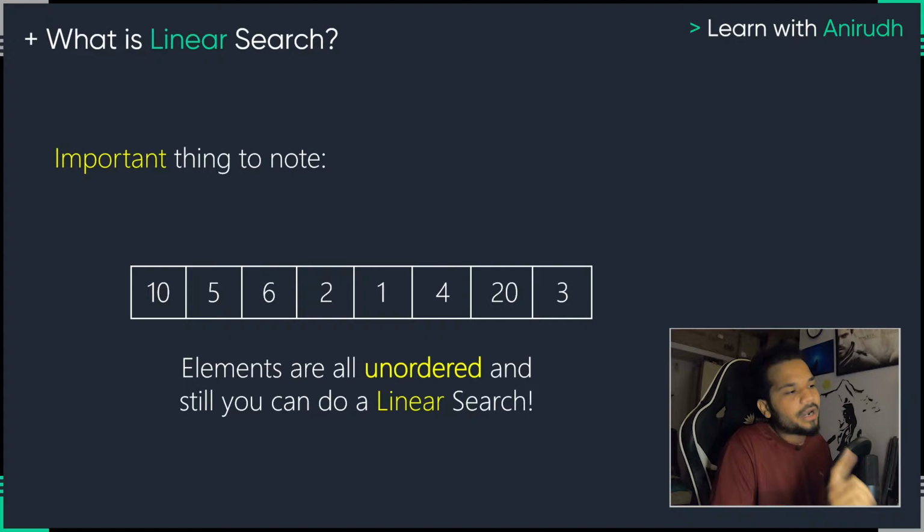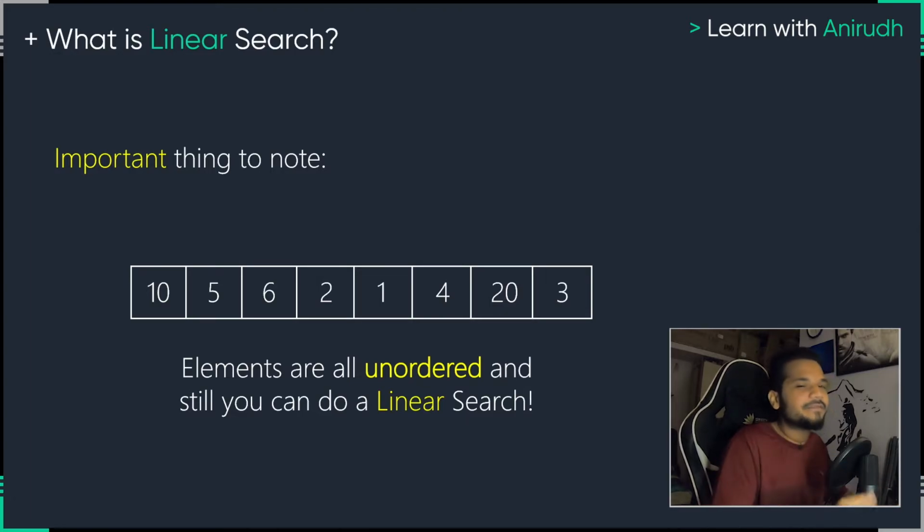But one important thing you will have to remember right now is that the elements are unordered, right? There's no order to it. 10, 5, 6, 2, 1, 4, 23. There's no pattern to it. It is not in ascending order. It is not in descending order. It is just random. And guess what? Even if you have random elements, linear search works very well.